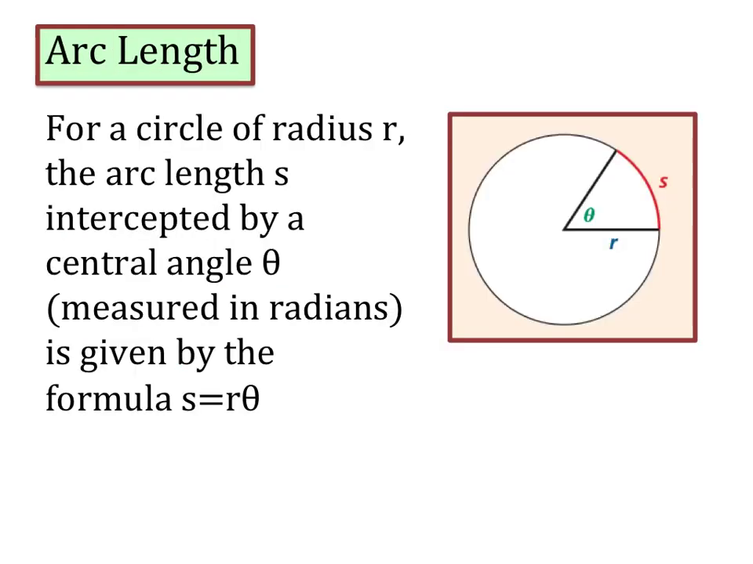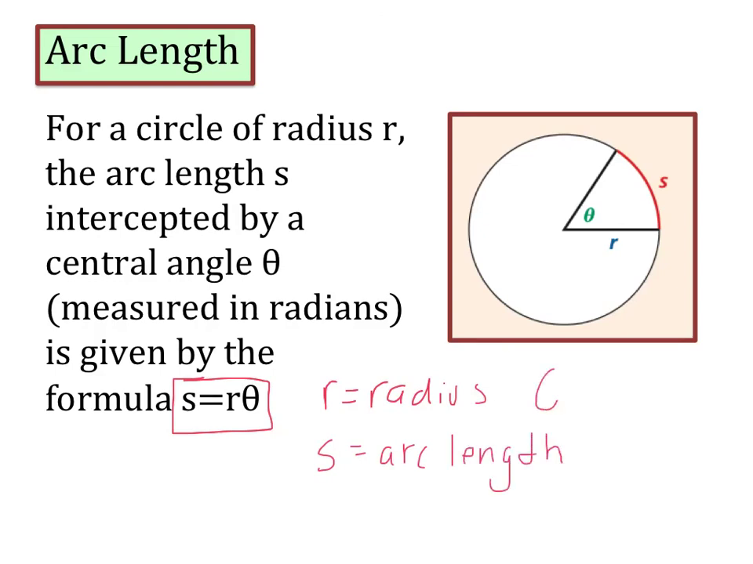Now if we want to find the length of an arc around a certain aspect of the circle, we have to use the formula S equals R times the central angle. Now R is the radius, S is the arc length, and theta stands for central angle. So if we know any of those three things, we can find the measure of an arc around a circle.